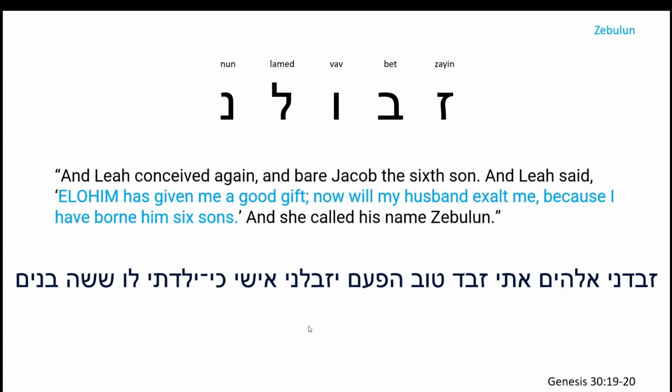For Zebulun it says, And Leah conceived again, and bare Jacob the sixth son. And Leah said, Elohim has given me a good gift. Now will my husband exalt me, because I have borne him 6 sons. And she called his name Zebulun. So if you try to find the first 2 letters, Zayin Beit, in the Hebrew of what she said, you will have a lot of options.